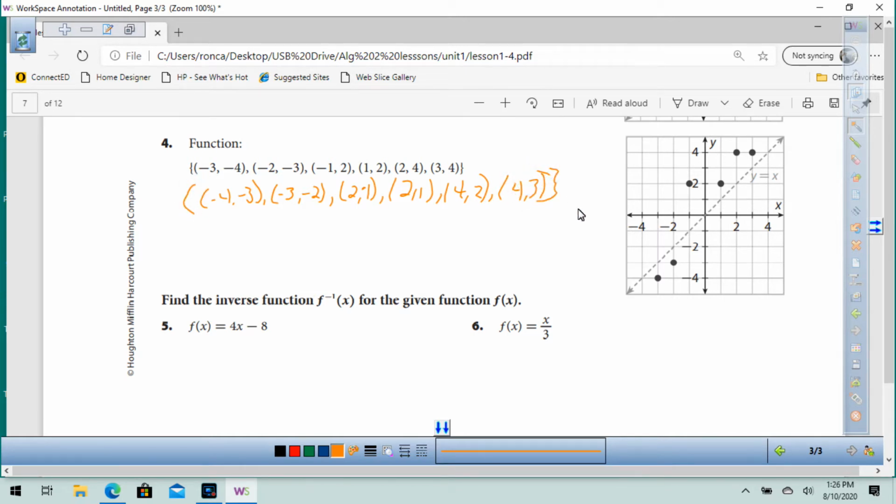All right, let's graph those. Negative 4, negative 3; negative 3, negative 2; 2, negative 1; 2, 1; 4, 2; and then 4, 3. Okay.